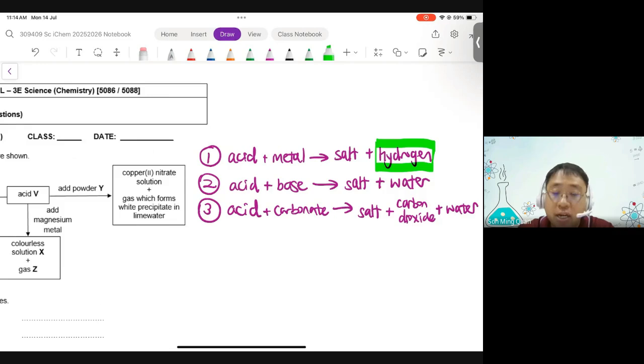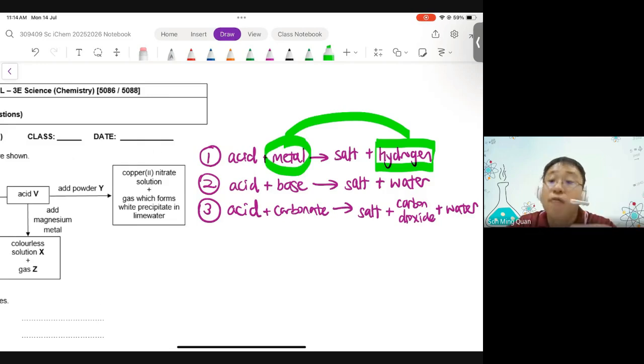For instance, if you get hydrogen gas, or they tell you the gas extinguishes a lighted splint with a pop sound, you recognize this is hydrogen gas. Hydrogen gas came from a metal. So only metals reacting with acid can produce the hydrogen gas in this case.